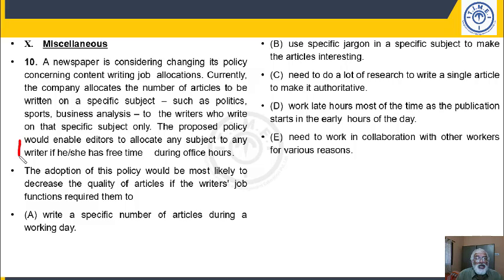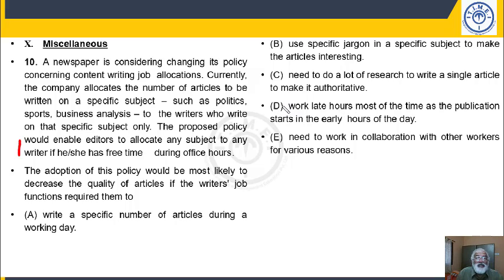All right. So if the job function would require them to write a specific number of articles during a working day, okay, or if their job function used specific jargon in a specific subject to make the article interesting. Now, if you were to use technical and subject specific jargon, but these people don't have it, then the article is not going to have the quality that you expect, isn't it? Okay. If they were asked to do a lot of research to write a single article, that would mean that they would actually do the study that would make quality actually possible, isn't it?